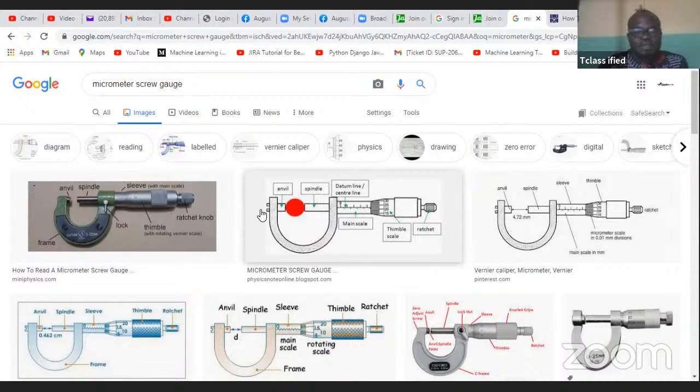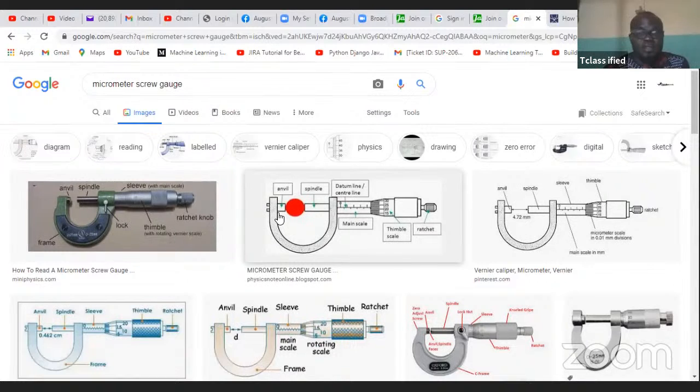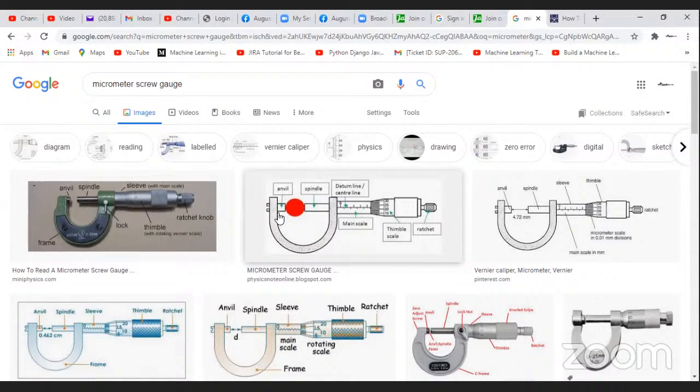So the micrometer screw gauge has the anvil. This is the anvil. Can you hear me now? Hello, sir. I can hear you.